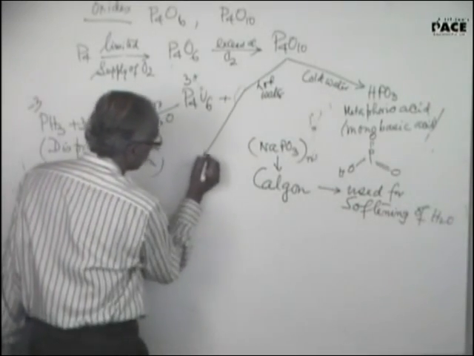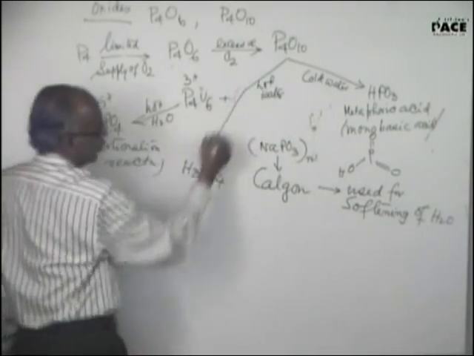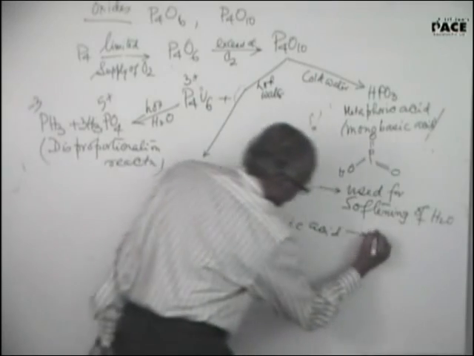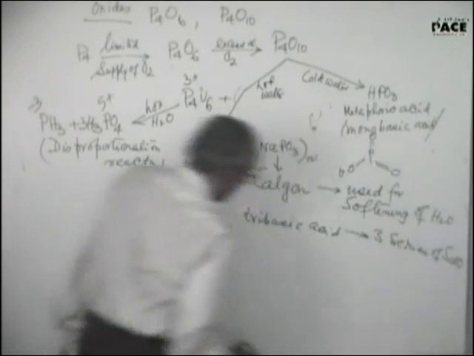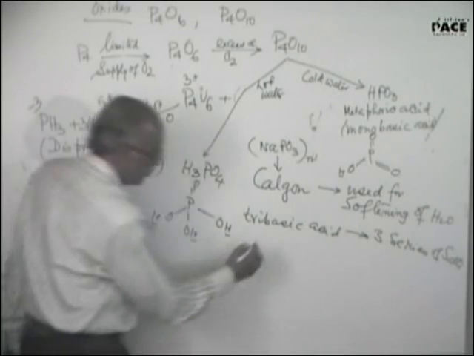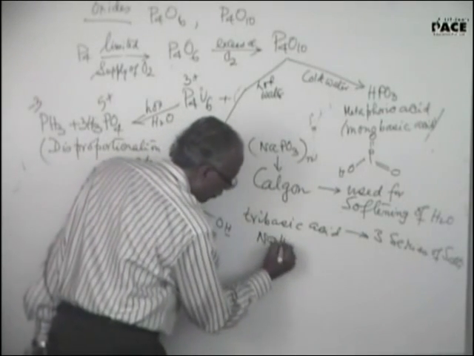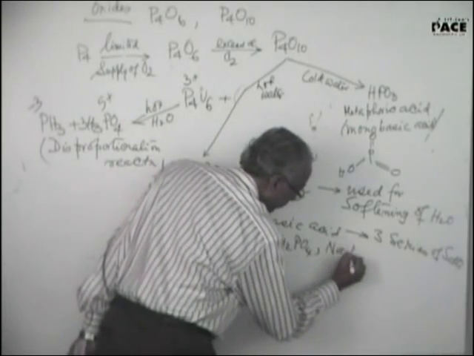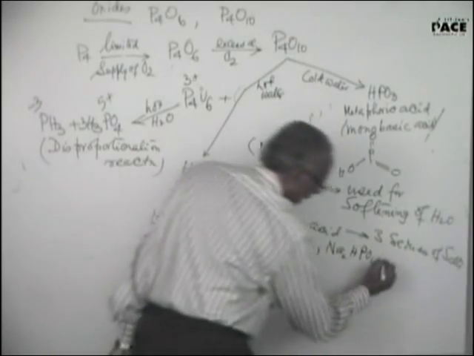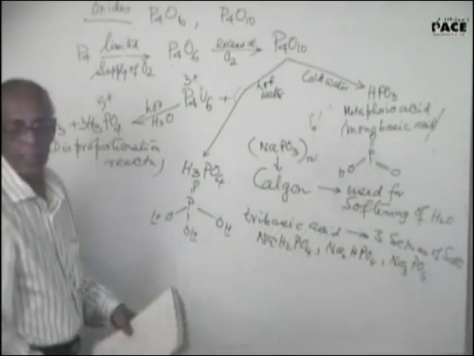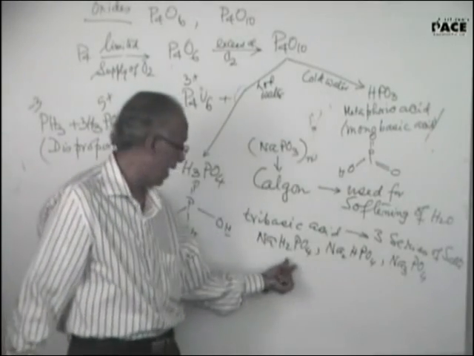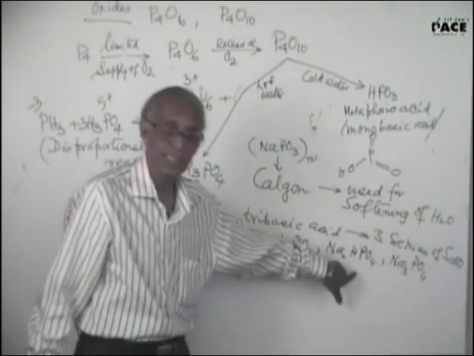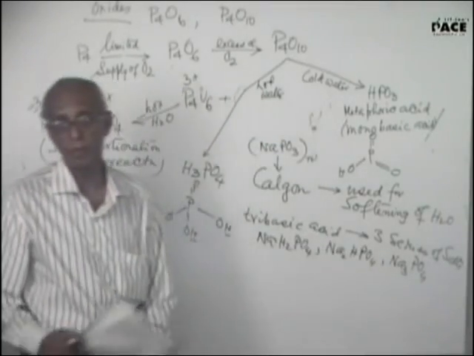With hot water, it forms orthophosphoric acid. It's a tribasic acid. It forms 3 series of salts by replacing 3 hydrogens. So you get NaH2PO4, you get Na2HPO4, and you get Na3PO4. The first two are acid salts because H is present. The hydrogen is acidic hydrogen. So these two salts are acidic salts and this is neutral.